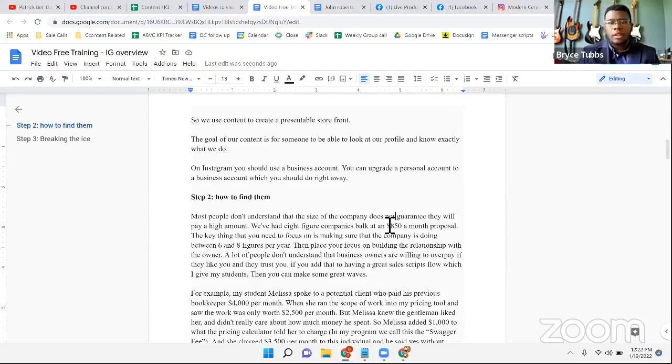And then you should be placing your emphasis and your focus on building the relationship with the owner. Now, a lot of people don't understand this. The reason why we can go for this range and still make a pretty good amount of money is because it's not necessarily about how much money the company is making. It's about how much the owner likes you. Business owners are willing to overpay if they like you and they trust you.